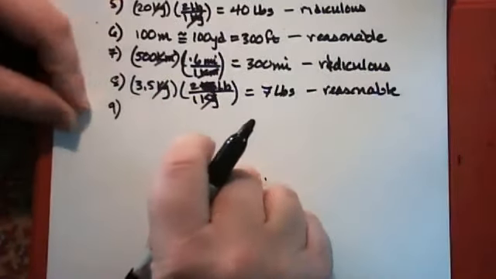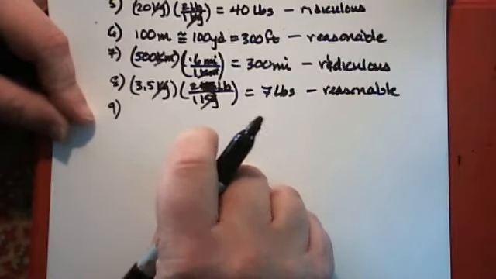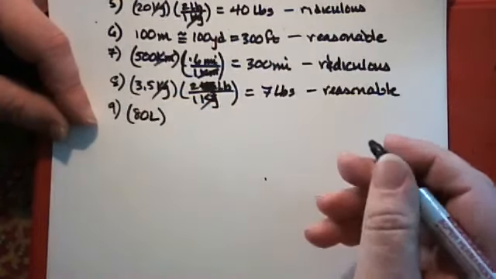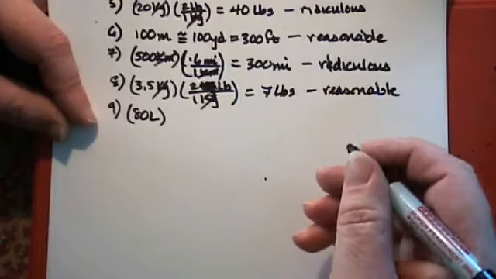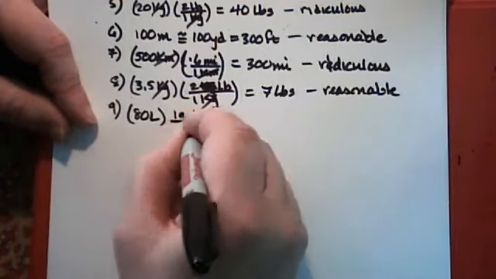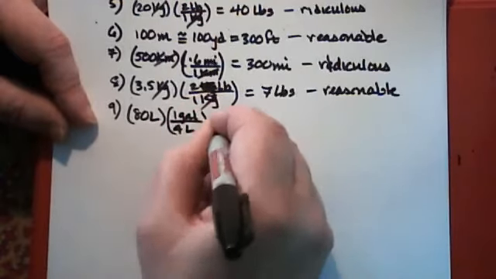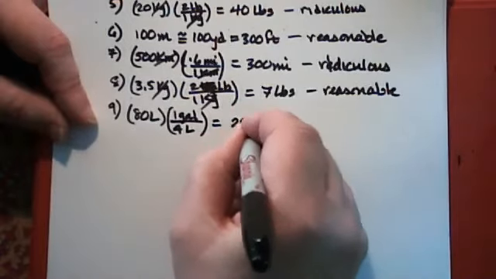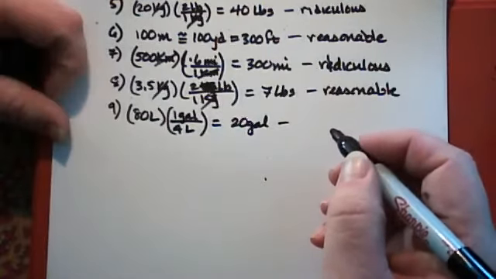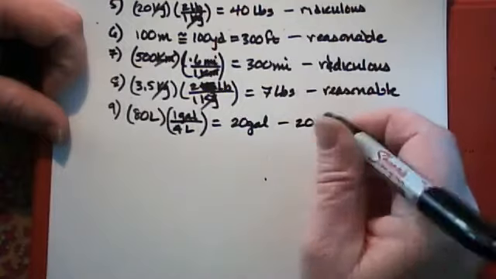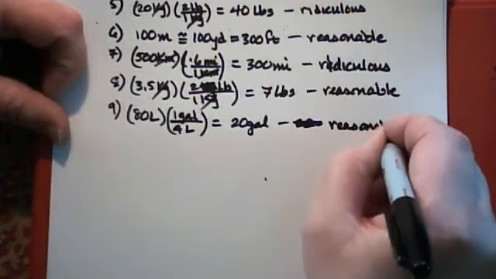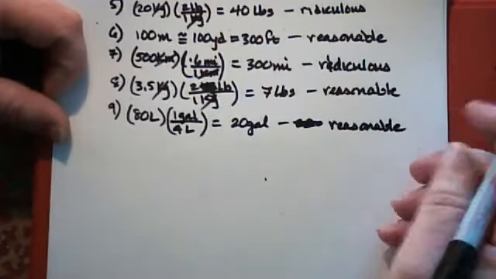Number 9 says it took 80 liters of gasoline to fill the gas tank of a truck. Well, we would take 80 liters and use the fact that a liter is about a quart, and there are about 4 liters per gallon. And that means 20 gallons. There are lots of cars that have 20-gallon tanks, and that's certainly reasonable for a truck. It's pretty big, but not ridiculously big.